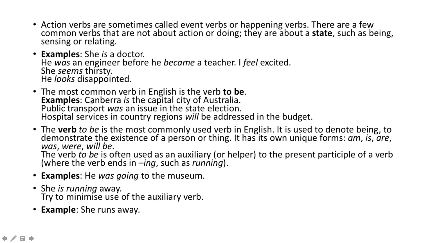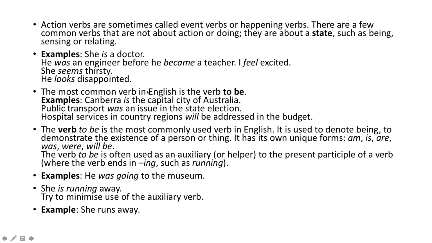Before we can continue with the activities, there's some more information that we need to go through here. So let's have a quick read. Action verbs are sometimes called event verbs or happening verbs. There are a few common verbs that are not about action or doing. They are about a state, such as being, sensing, or relating. Here are some examples. She is a doctor. He was an engineer before he became a teacher. I feel excited. She seems thirsty. He looks disappointed.